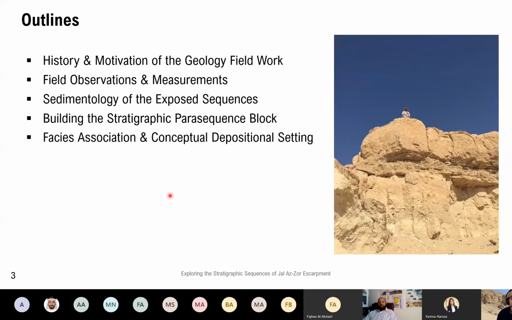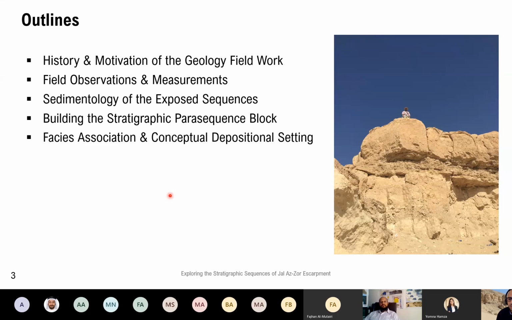We will go through some headlines or outlines that we hope to cover today and give you some flavor of what we have done in the area. We will start with the history and motivation of the geology field work that we have done, the field observations and measurements we have conducted in Jal Az-Zor, the sedimentology and exposed sequences that we have examined, and the results in terms of stratigraphy, facies association and conceptual depositional setting.